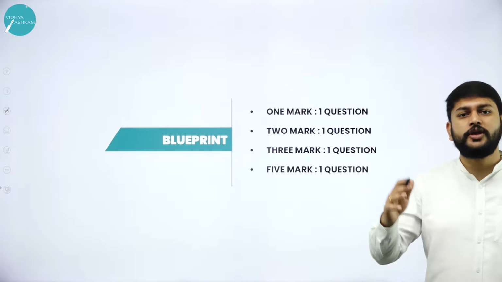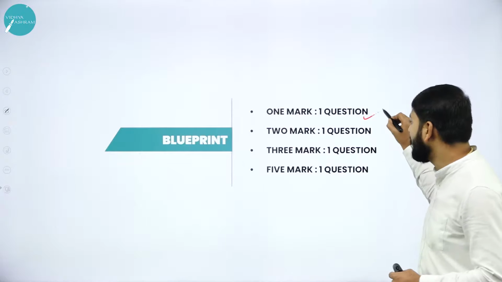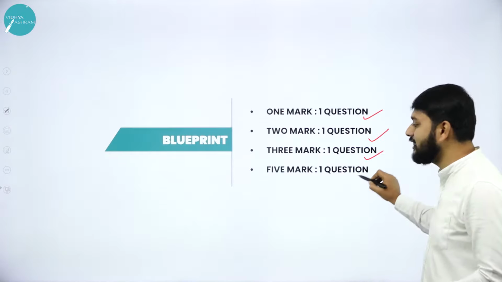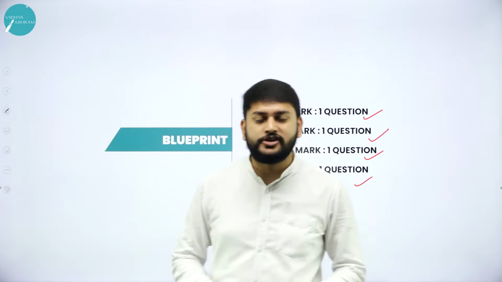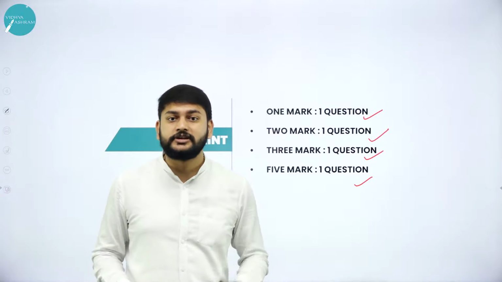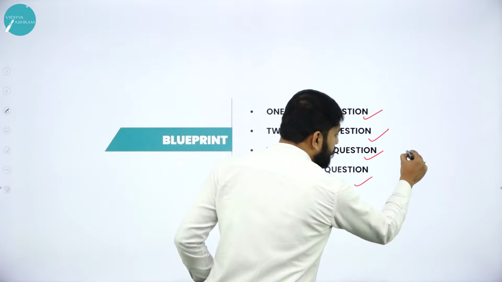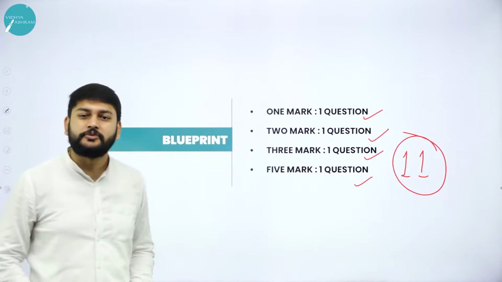It's going to be very important because you will have a question in 1 mark, a question in 2 mark, and a question in 3 and 5. All the sections will have one question. The weightage of this chapter is 11. If you just read only this chapter, you will be able to score 11 marks from this chapter easily.